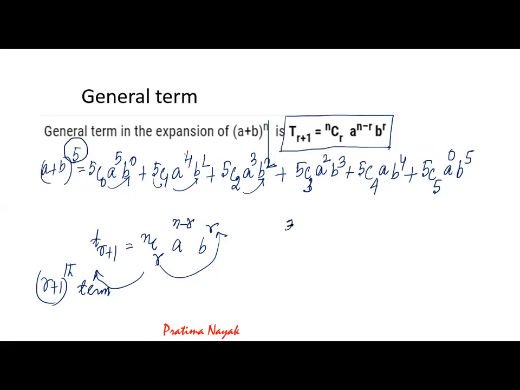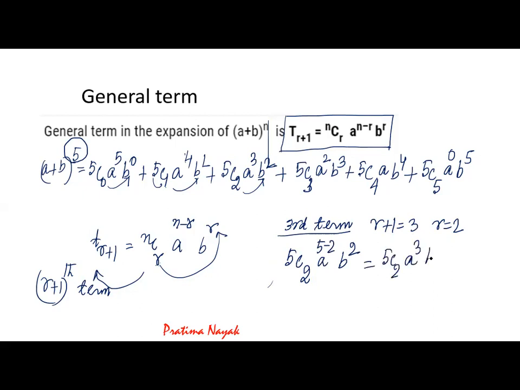third term, find the third term. Third term means this R plus 1 is 3, so R will be 2. Now I can easily write down the terms. It is 5CR, R is 2, then second term to the power 2, first term will be 5 minus 2. So it will be 5C2 A to the power 3 B to the power 2.